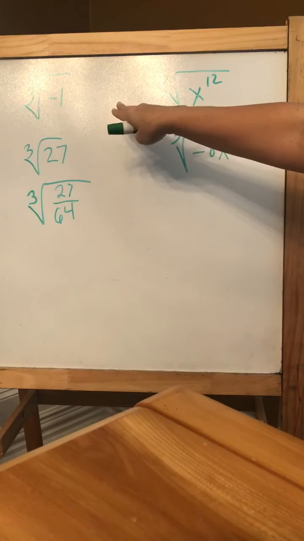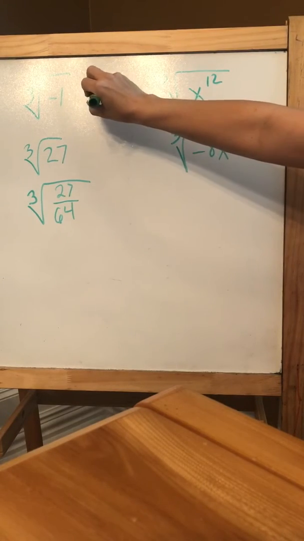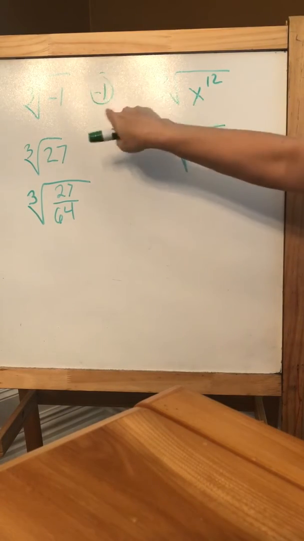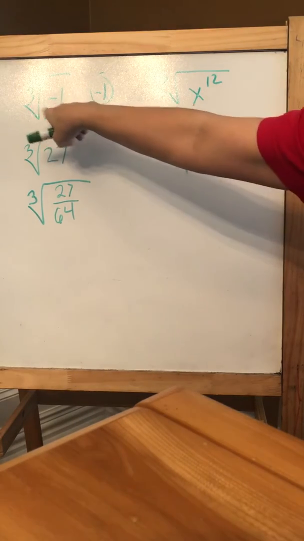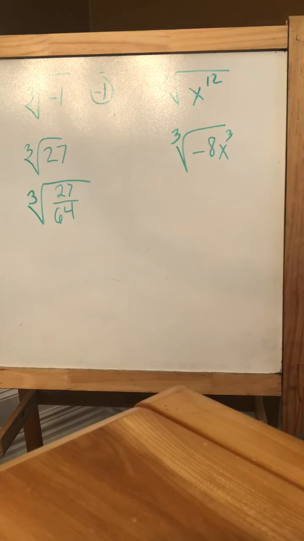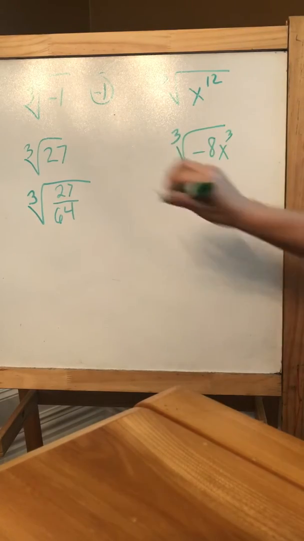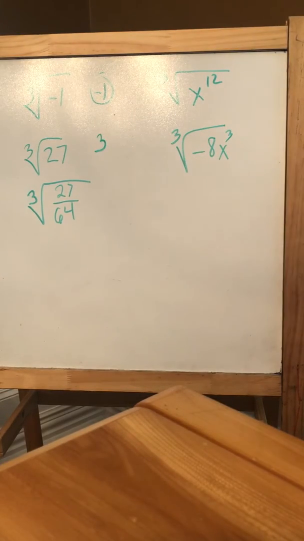All right, so for our first one here, your answer, you should have gotten negative 1, because negative 1 times negative 1 times negative 1 will put you back here. Cube root of negative 1. Okay, how about this one? Did we all get 3? 3 times 3 times 3, 27.